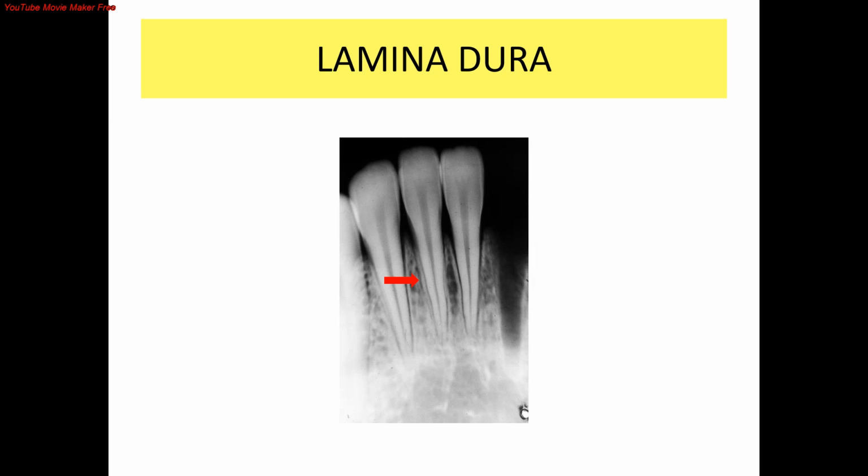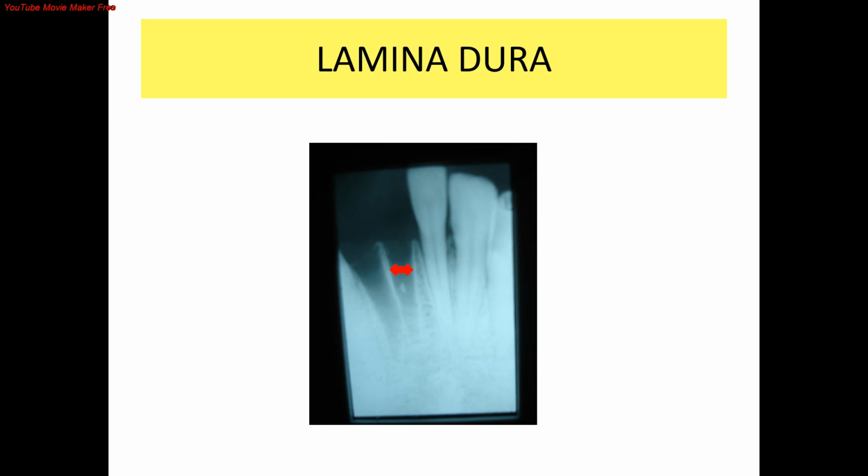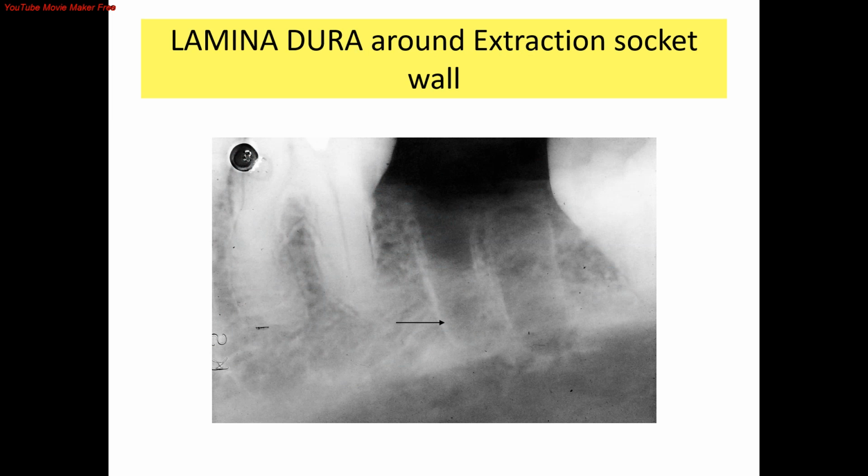As you can see in this radiograph, a red arrow marks the radiopaque lamina dura which runs all around the tooth. This radiograph illustrates an extraction socket in the anterior region and the radiopaque lamina dura is seen, which suggests that lamina dura is part of the bone and not of the tooth. Same appearance you can see in the molar region in this posterior radiograph.